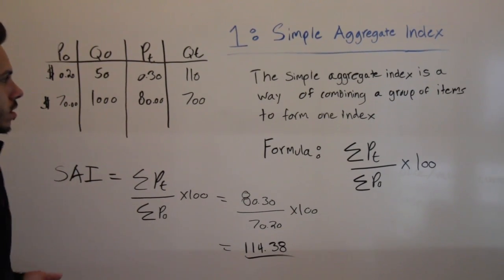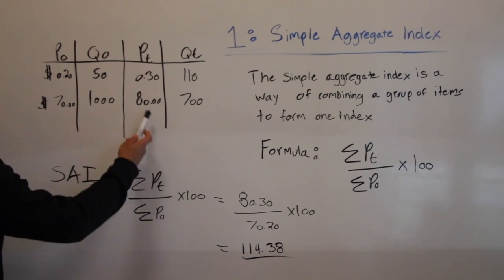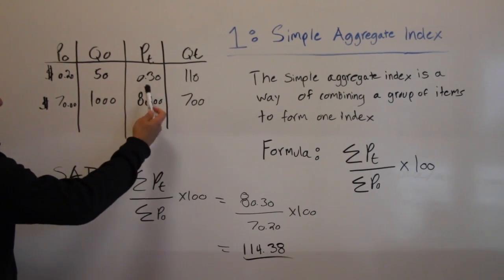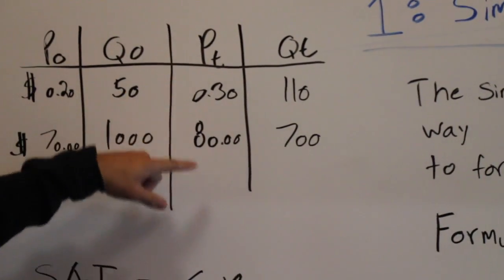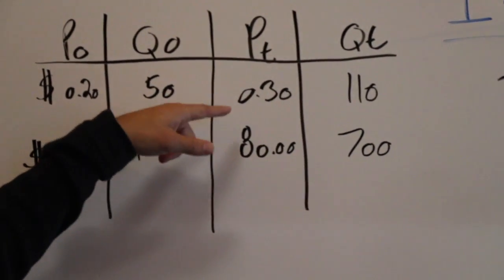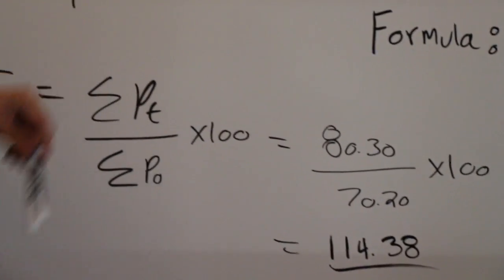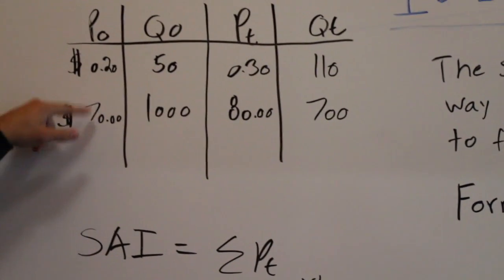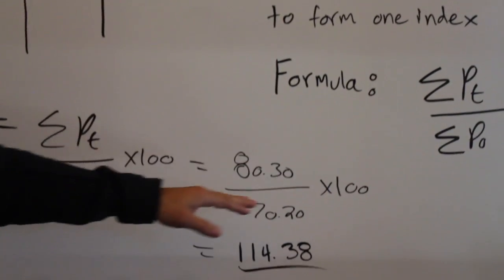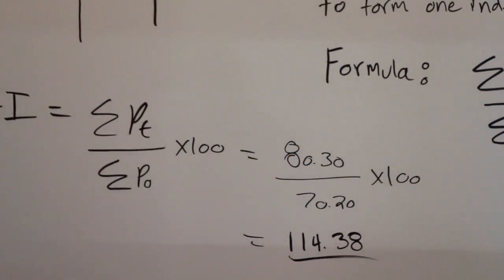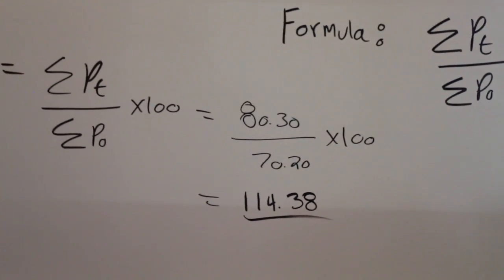So here's an example of the simple aggregate index. As you can see in this chart, with the current compared to the base, you add up the column of the current values, which is 80 plus 0.30. That would give you 80.30 here. And then you divide it by the base, which would be 70 plus 0.20 here. And you multiply it by 100 because the base always has to be multiplied by 100. And that will give you your simple aggregate index of 114.30.